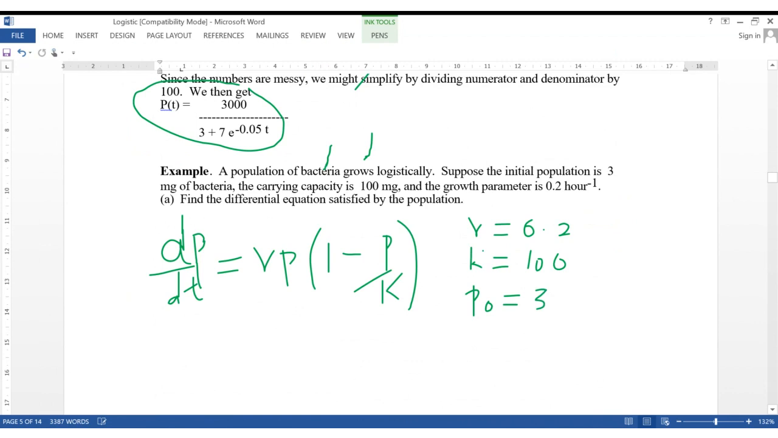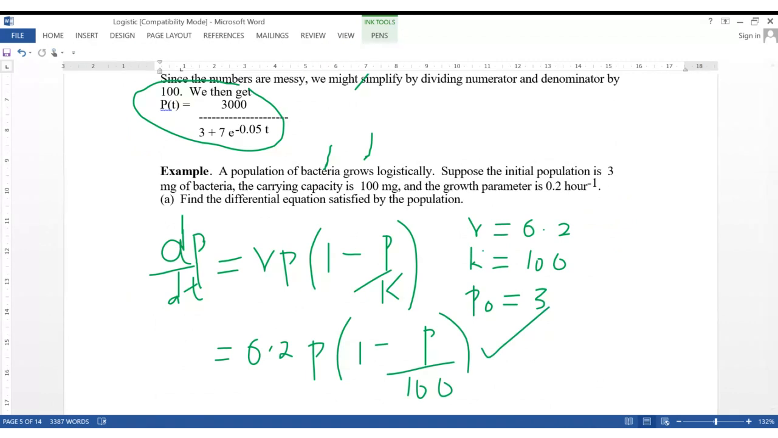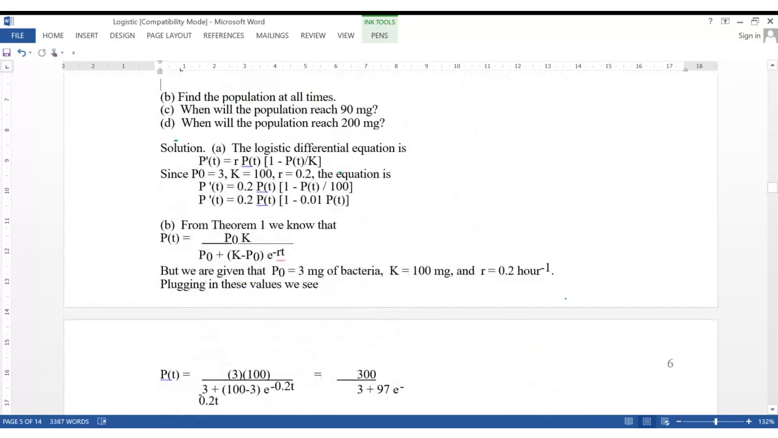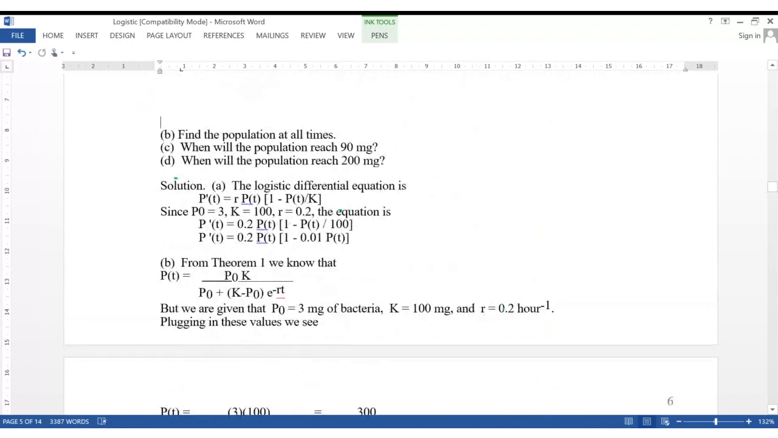So we just input everything. Our dP over dt is 0.2 P times (1 minus P over K), where K is 100. And we are done with that one. So that is the differential equation. If you remember the differential equation, then you're okay. If you forget the formula, you'll not be able to get it. So let's check the answer. It's the same answer.